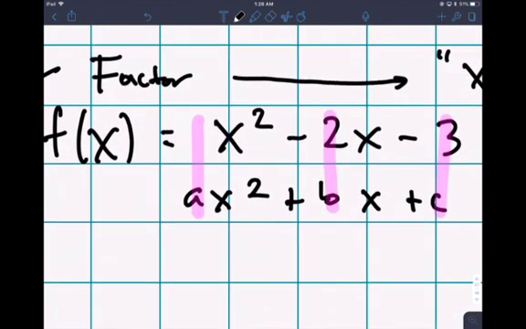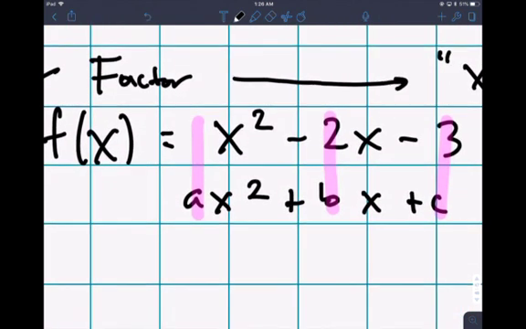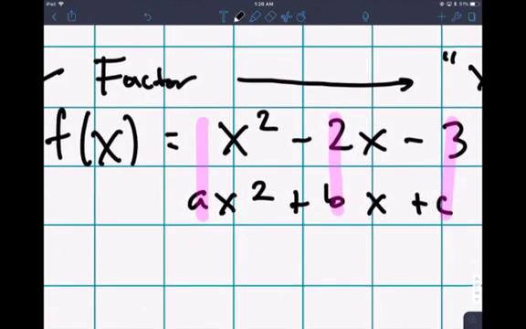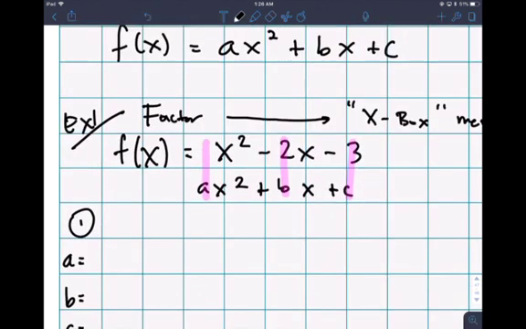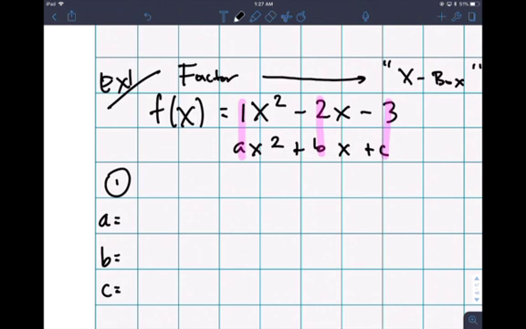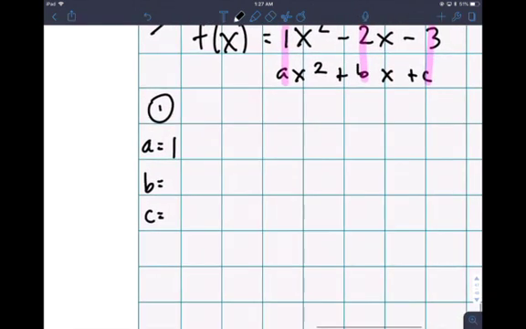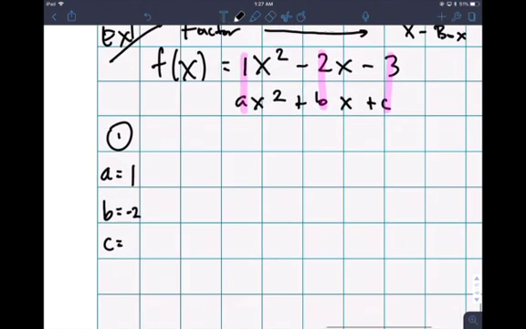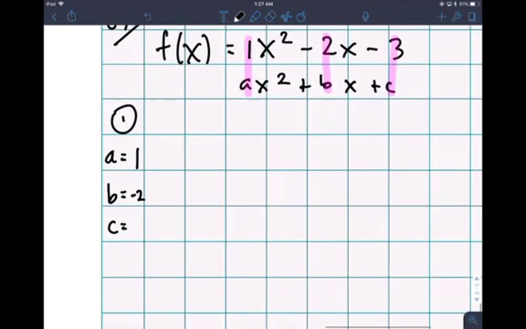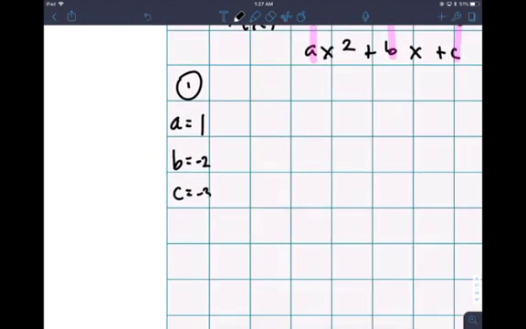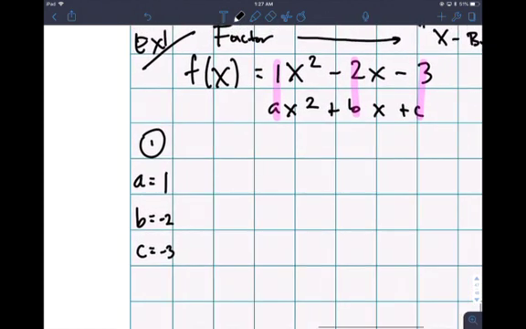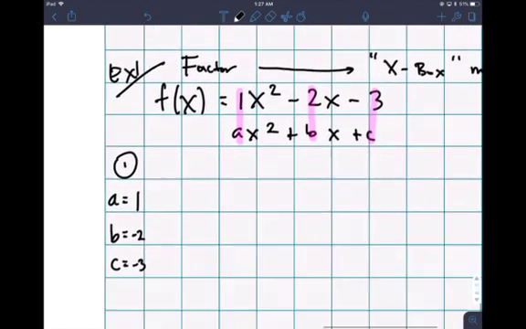In this one, notice that A is the number always in front of the squared term. The number you don't see in front of the x squared is that invisible 1. So A is 1. B, very clear, is -2. And C is -3. I'm done with step number 1. Like I said, it's only 3 steps. That was step number 1.